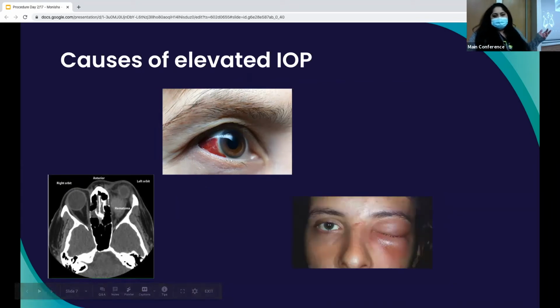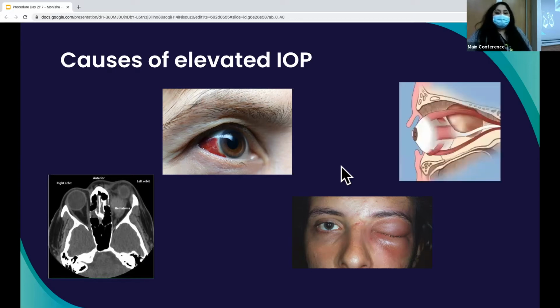Orbital cellulitis could also cause it, as well as tumors or masses, such as any kind of intraorbital tumor, uveal melanoma, retinoblastoma. You can also get it from systemic malignancies, such as leukemia. They can also cause increased intraocular pressure and can cause mets to the eye as well. That's a picture of the tumor.